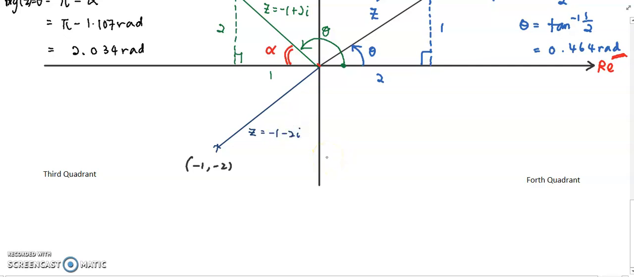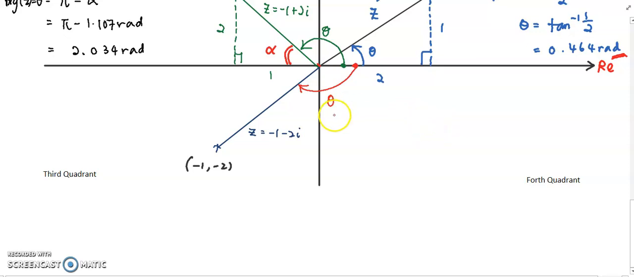Alright, now I would like to get the argument. So where is the argument? The argument again is the angle that falls between the positive real axis and the line. The positive real axis always refers to the right hand side of the real axis. I'm using the red pen. This is the angle from the positive real axis over here to the line of the complex number. So this red angle represents our argument, known as theta.